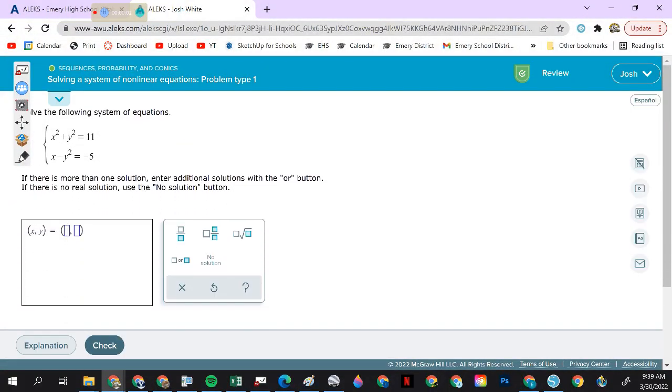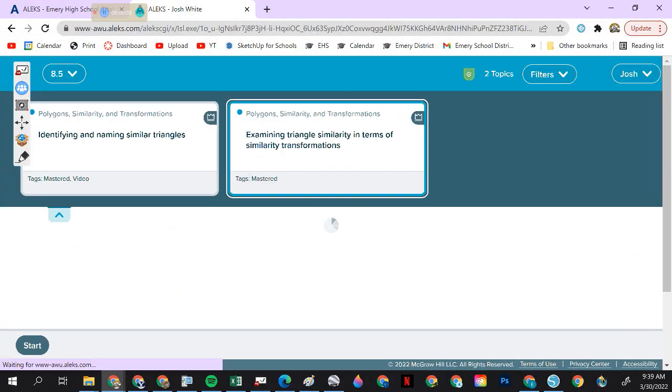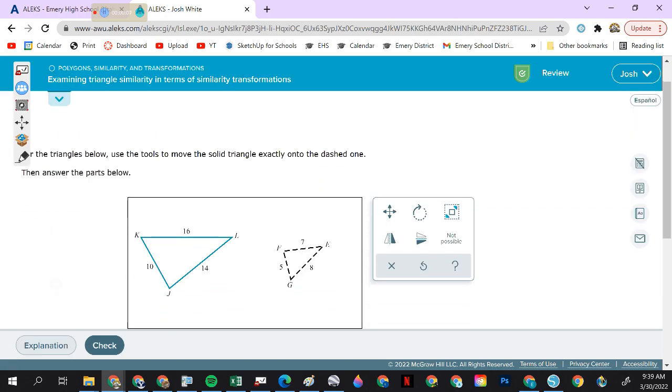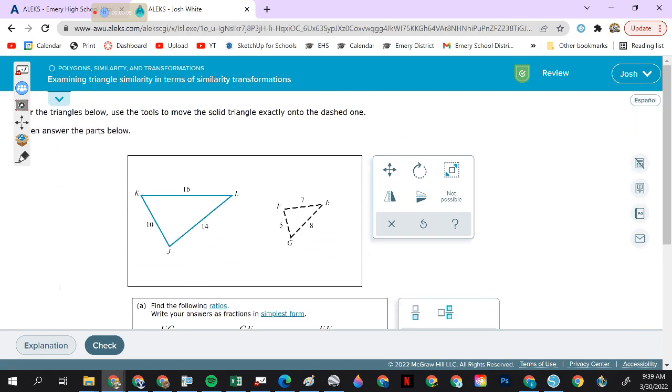Okay, this is 8.5. It only has 2 questions. So, for the triangles below, use the tools to move the solid triangle exactly onto the dashed triangle. So you have a translate button, a rotate button, a dilate button, and then 2 reflection buttons.